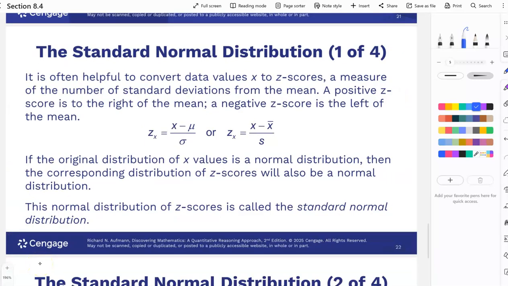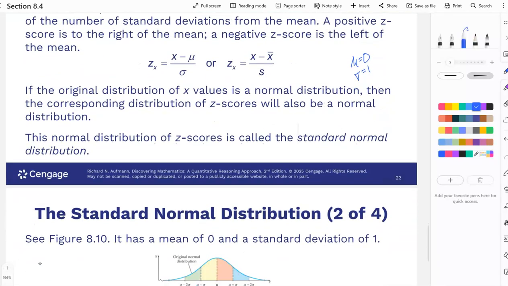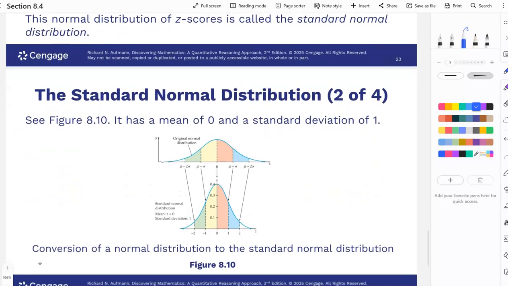Converting these to z-scores normalizes all the x values so that we're really focused on the standard normal distribution that's going to have a mean of 0 and a standard deviation of 1. And if the regular distribution was normal, then when I look at all those z-scores for each of those values, it's going to be normal also. So we're creating a standard normal distribution there.